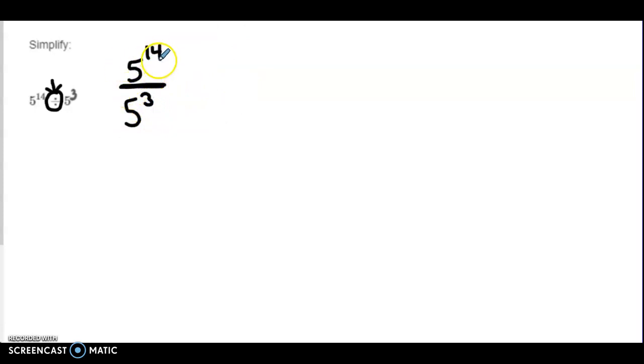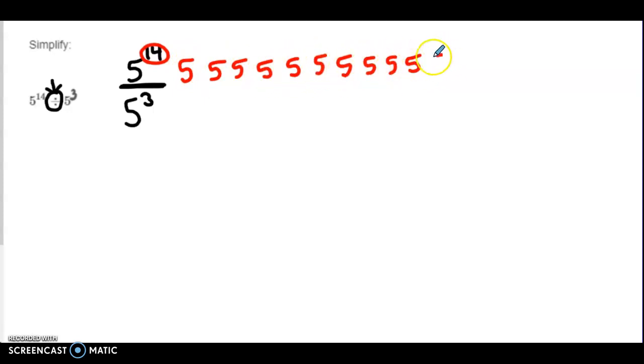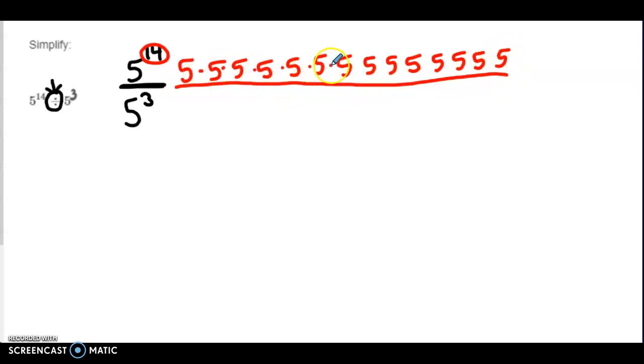So what you could do, if you don't remember your properties, you could write out 5 14 times on the top. I'm going to go ahead and do that. 1, 2, 3, 4, 5, 6, 7, 8, 9, 10, 11, 12, 13, 14. Because that power tells you how many times you're going to multiply it. And just pretend like there's dots in between all of those for multiplication. I don't have time to fill them all in. And then I'm going to do the same thing on the bottom. 5 to the 3rd power means that I have 3 of those 5s.